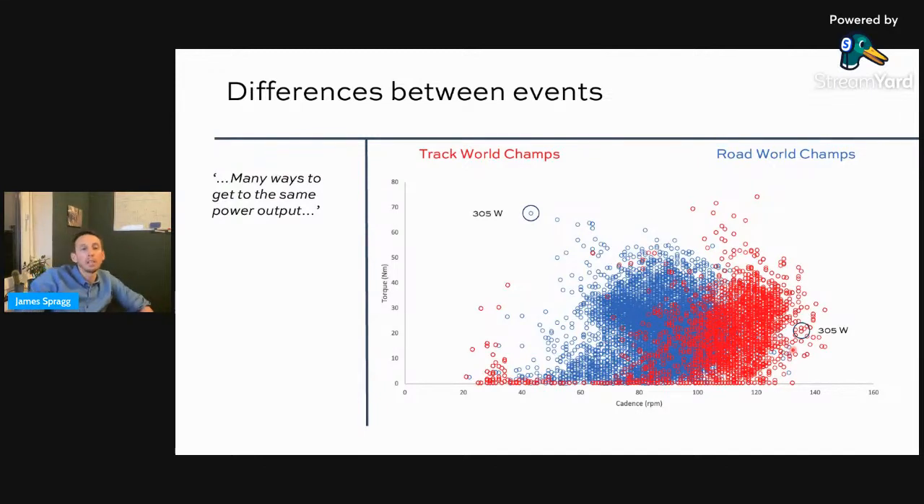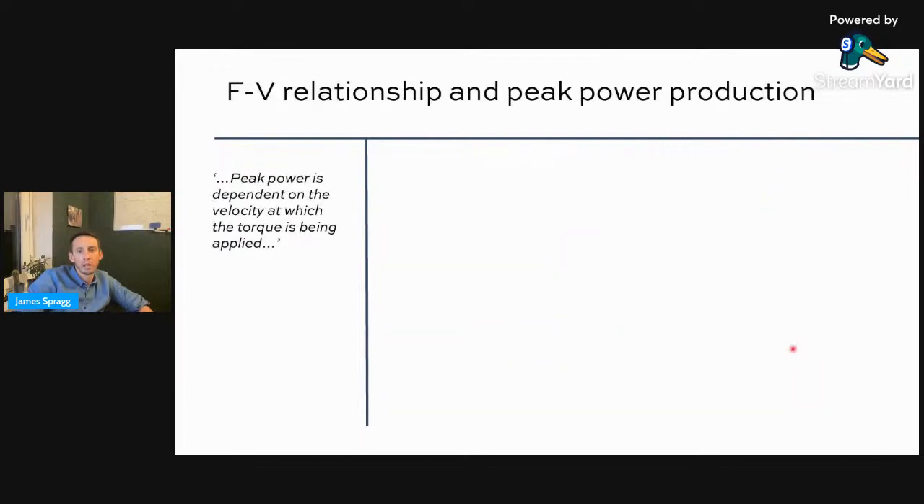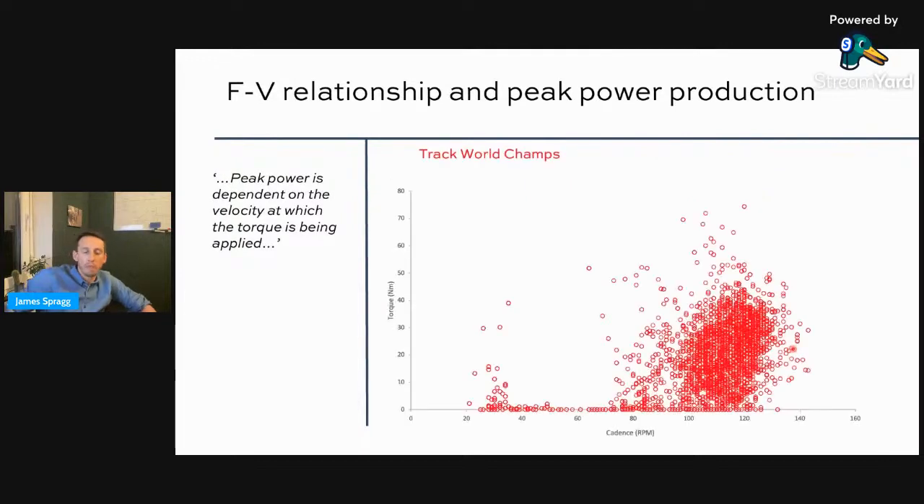So we're going to run with this data from the Track World Championships a little bit. Here's that same data again, and what I'm going to do is highlight the peak power output. This is the peak power that this athlete recorded. It's a little over, I think about 980 watts, something like that. And we're going to look at the cadence at which this peak power occurred. We can see it occurred at around 125 RPM.